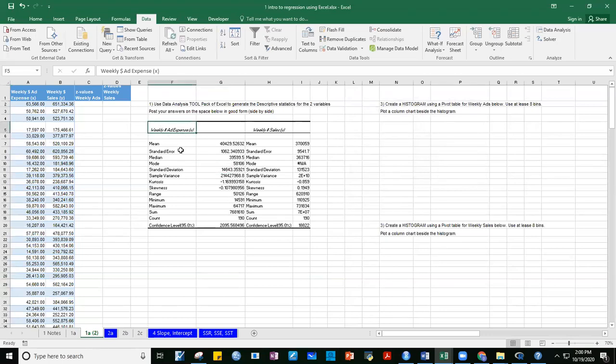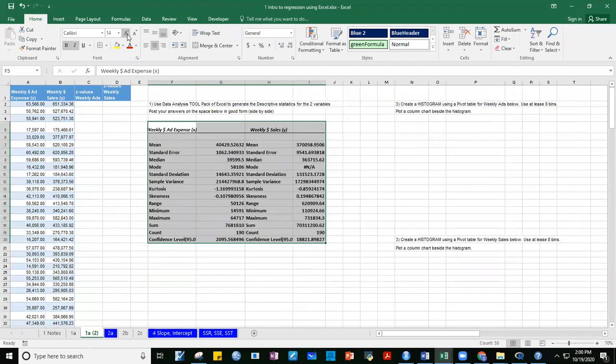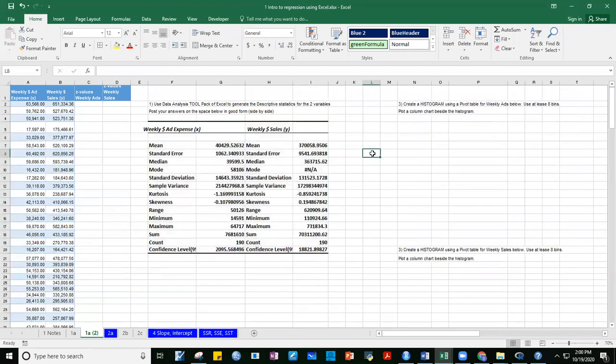Now, ito na guys yung mga descriptive statistics natin. Let me just increase this. Bold ko. Takyan natin ng konti para makita. Then we will just format this output a bit. Now, what do you notice guys? Yung generate ni Excel. Mean, standard error, median, mode, sample deviation, variance, etc. No? Confidence interval.